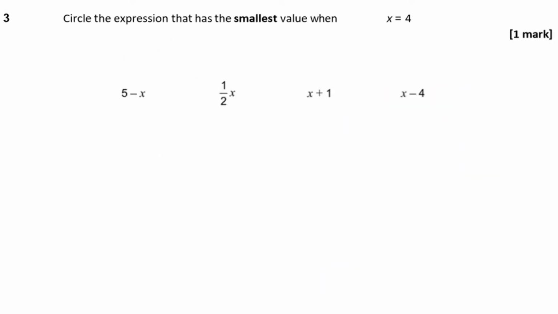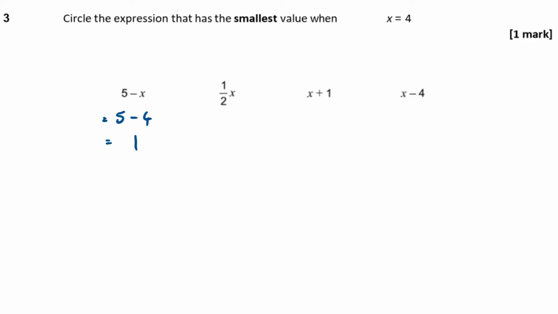Question 3, circle the expression that has the smallest value when X is equal to 4. So I think what we're going to have to do is evaluate each of these, aren't we, and then work out what they are. So we're going to sub 4 in wherever you see X in each of these expressions and work out what we've got. So the first expression, 5 minus X, so if X is 4, then I've got 5 minus 4 there, haven't I? And 5 minus 4 is equal to 1.